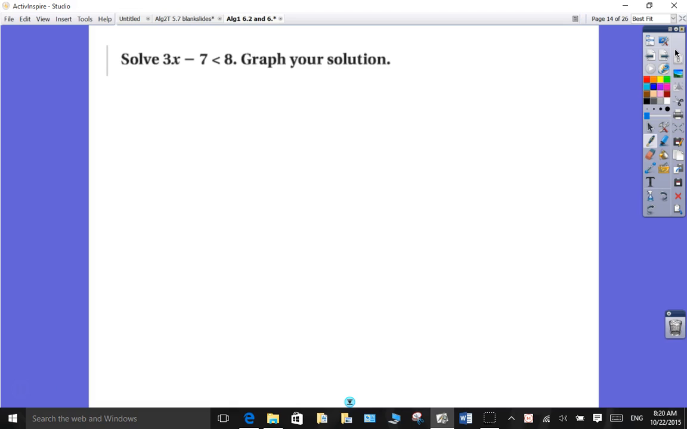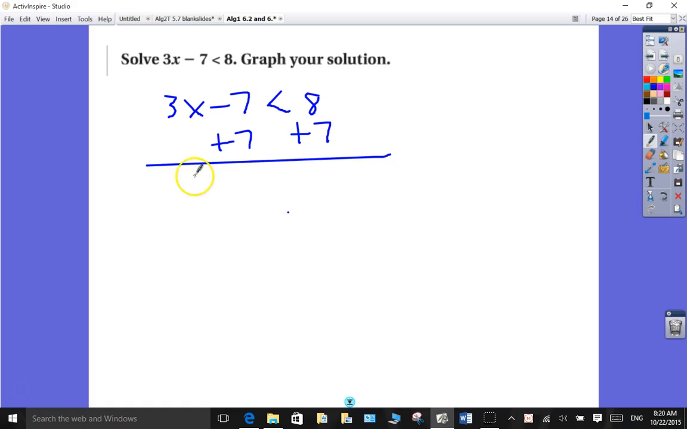Add 7, divide by 3. So you do that one step at a time, right? 3x minus 7 is less than 8. Actually, we add 7. 3x is less than 15. Divide by 3. Divide by 3. X is less than 5.